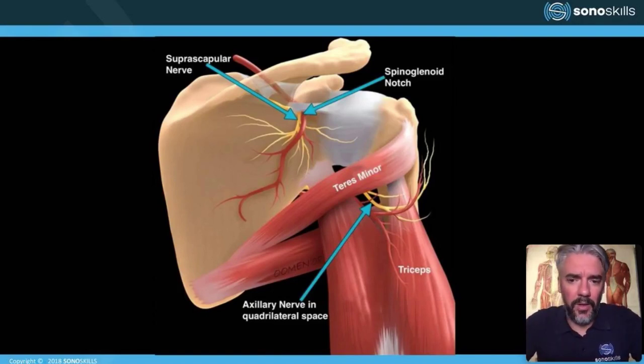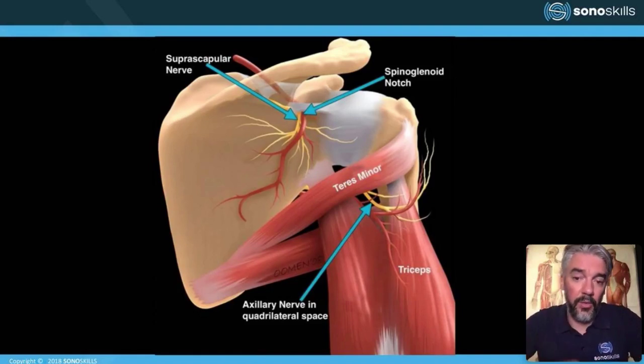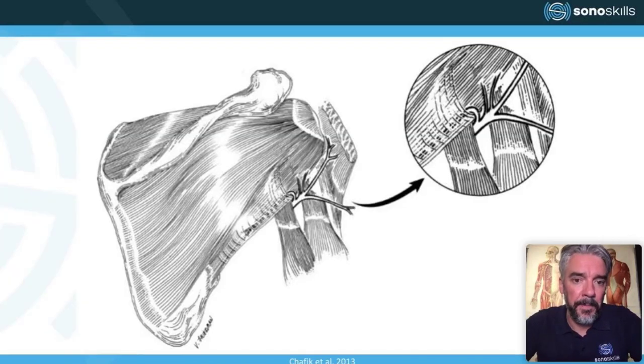It is quite rare. And maybe it's not as rare as we think it is, because there is a lot of misdiagnosis, and it's not really easy to diagnose. There's not a true gold standard in this quadrilateral space. And if there is, maybe the one that is closest to the gold standard is an injection, to see if symptoms reduce when an injection is placed in this quadrilateral space. But I will show you how to scan it.